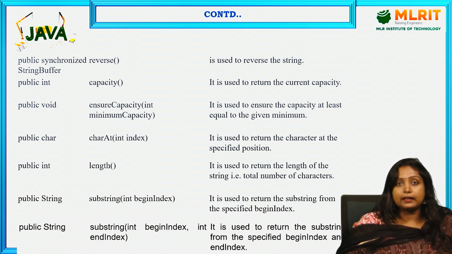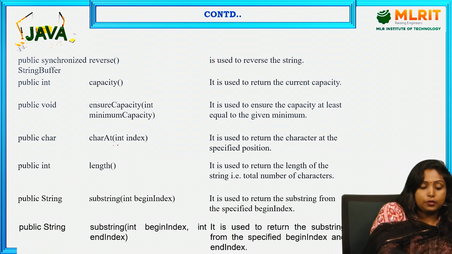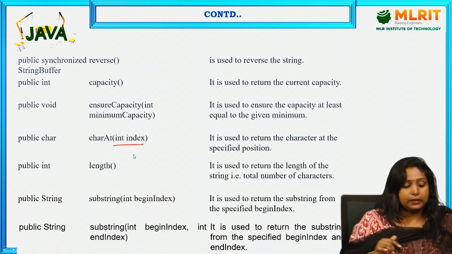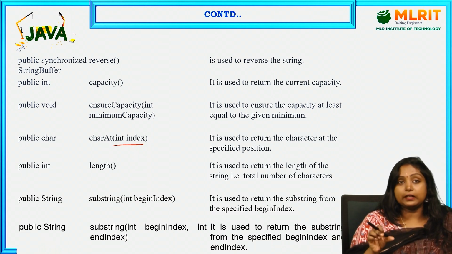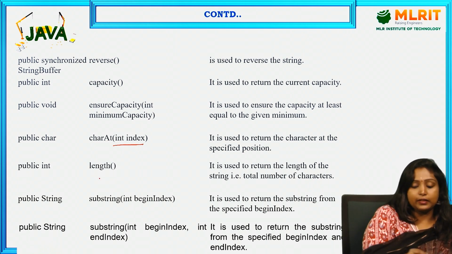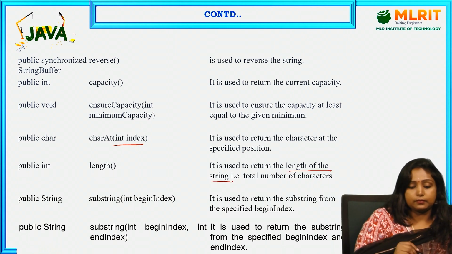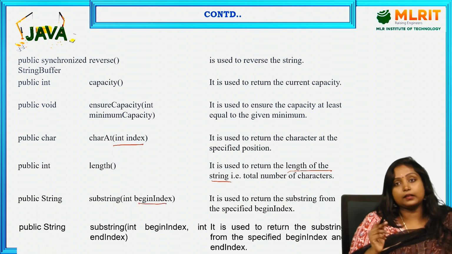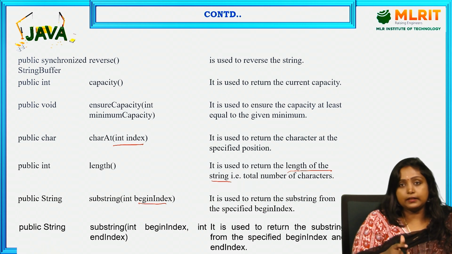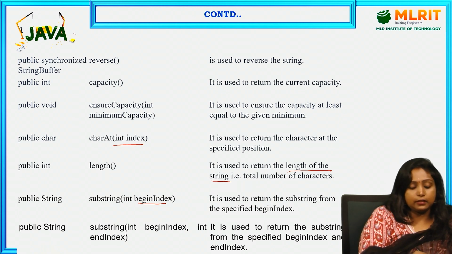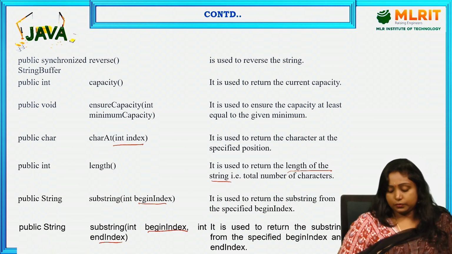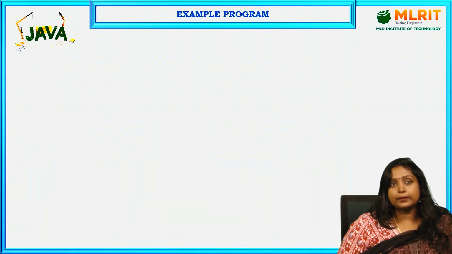And charAt index is the same as in String. You have to provide an index value to this method, and it will return the character at that particular position, and length will return the length of the string. And substring, if you give the begin index, the same as in String, it will return the substring, and here you can give the begin index and end index for this also. So the same thing it will return.